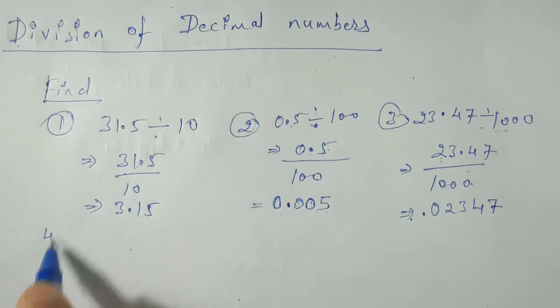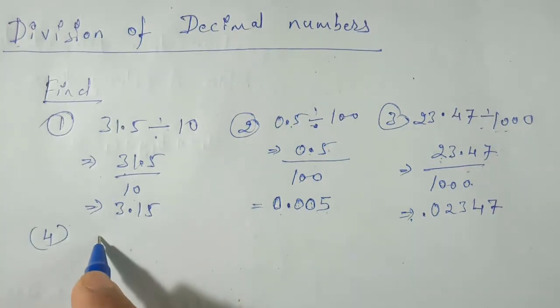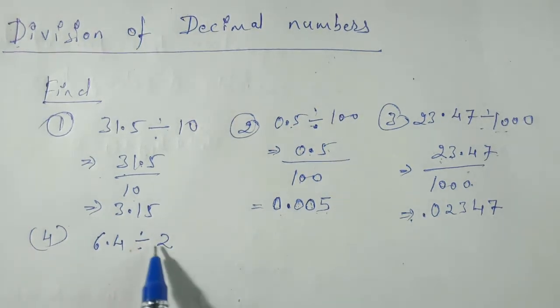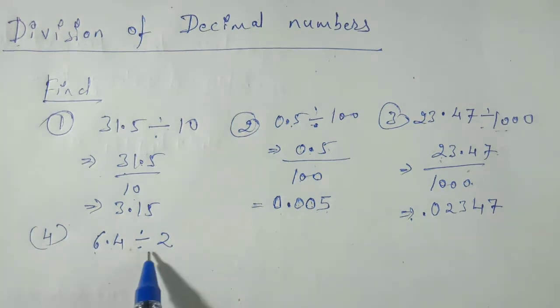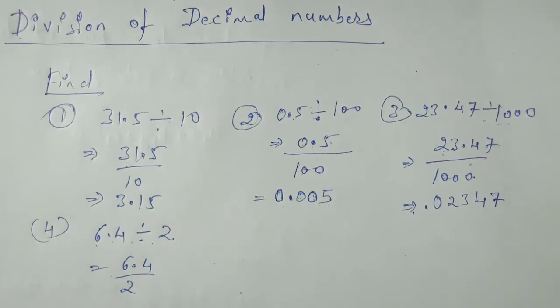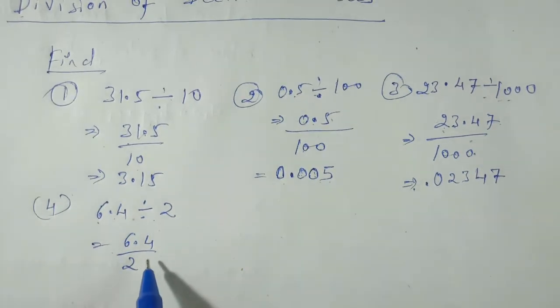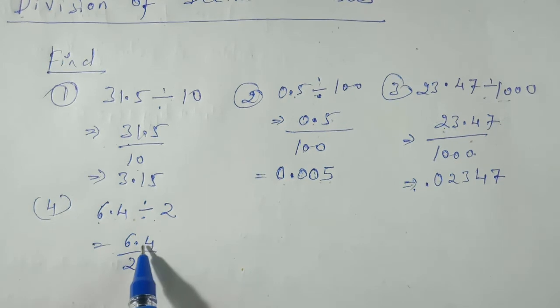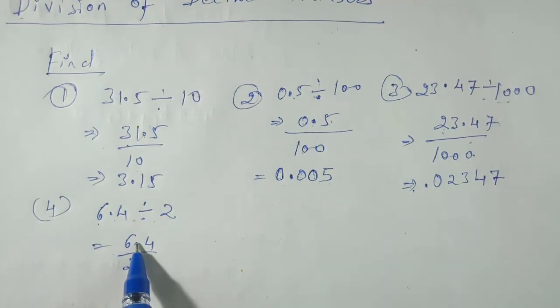Now let us change some decimal numbers. Now we are taking the number at the denominator as a whole number. Suppose we have to divide 6.4 by 2. 6.4 by 2. So what do we have to do first of all? Now since a decimal is there, after the decimal how many digits are there? 1 digit. It means we're going to see the place value in decimal numbers.